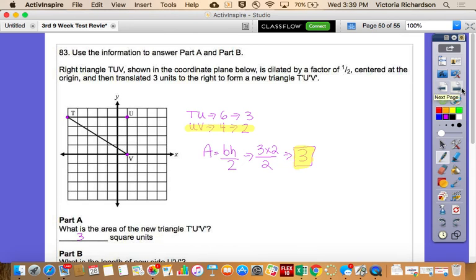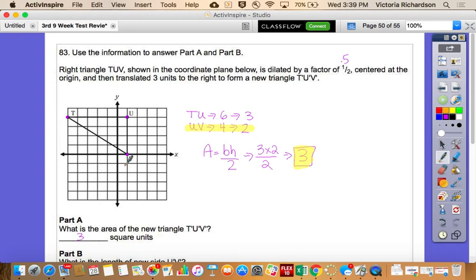83. We have right triangle TUV that's shown in the coordinate plane, and it's dilated by a factor of 1/2. Remember, you can change that in your calculator. Do 1 divided by 2, which will give you 0.5. And it is centered at the origin and then translated 3 units to the right to form a new triangle, T prime, U prime, V prime. So here's the original, and we're going to multiply everything by 1/2.